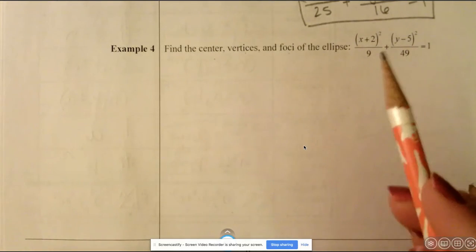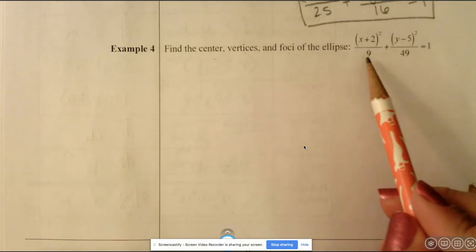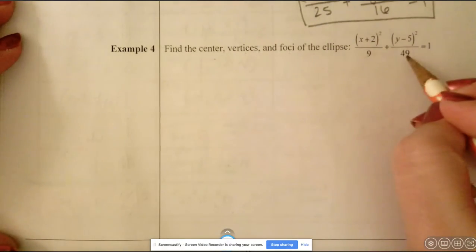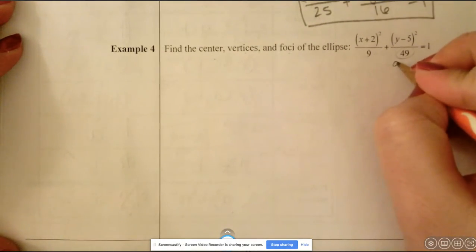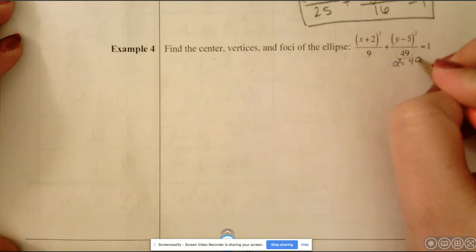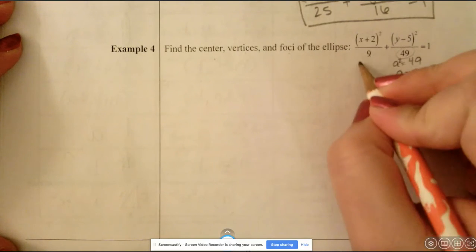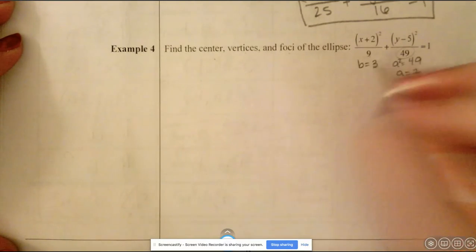Okay, so the first question we have to ask, which one is A? Which one is B? The larger one is A. So our larger denominator, 49. A squared is 49. So A is 7. B squared is 9. So B equals 3.